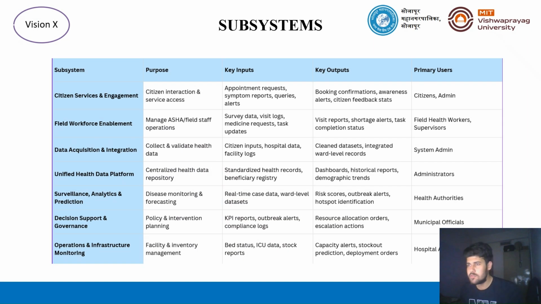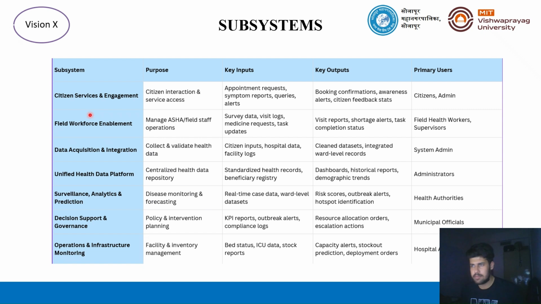Continuing on with the subsystems, we have basically 7 subsystems listed. The first subsystem is citizen service and engagement, where citizens interact with the app, or basically the whole software. There they can create appointments, find the nearest hospital, and get a symptom report, where they give their symptoms and the app gives them the required referrals. They can get their queries addressed and receive alerts. Here they can get booking confirmations, awareness alerts, etc.